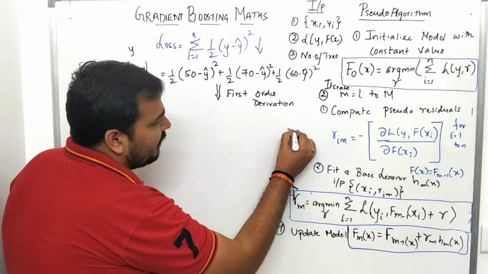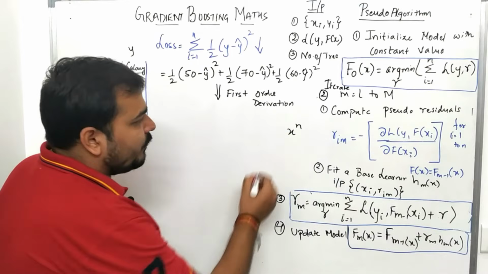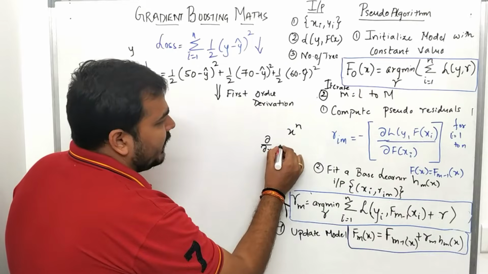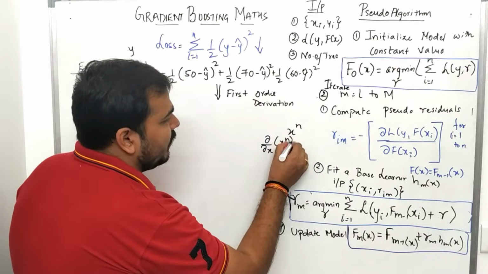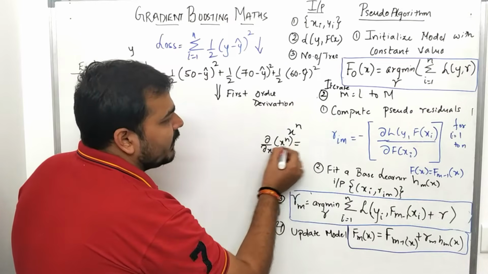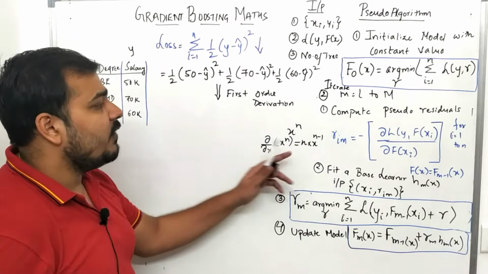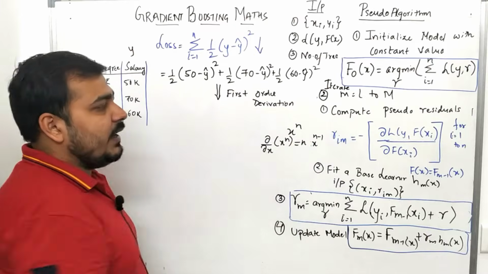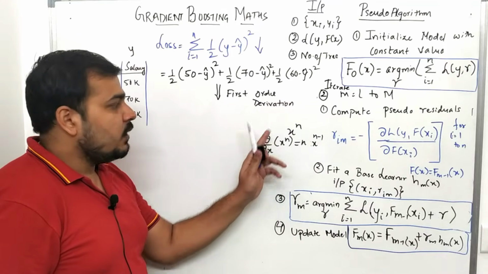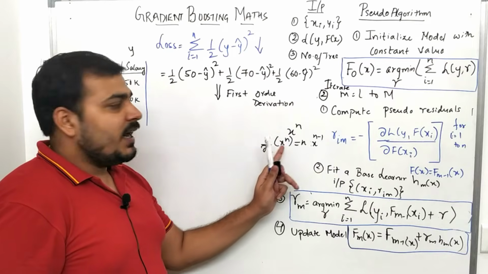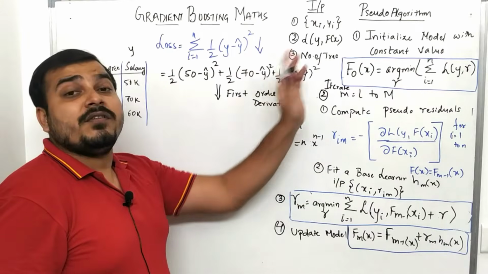Suppose I have a value x to the power n. If I want to find out the derivative of x to the n, the output will be nothing but n multiplied by x to the n minus 1. I hope we have learned this in college, guys, right? We have learned this in college days. The derivative of x to the n with respect to x is nothing but n multiplied by x to the n minus 1.